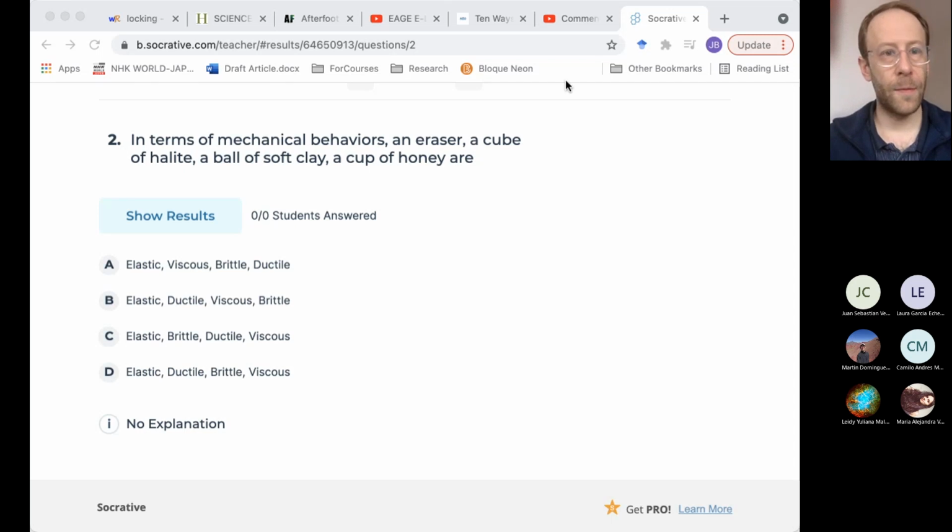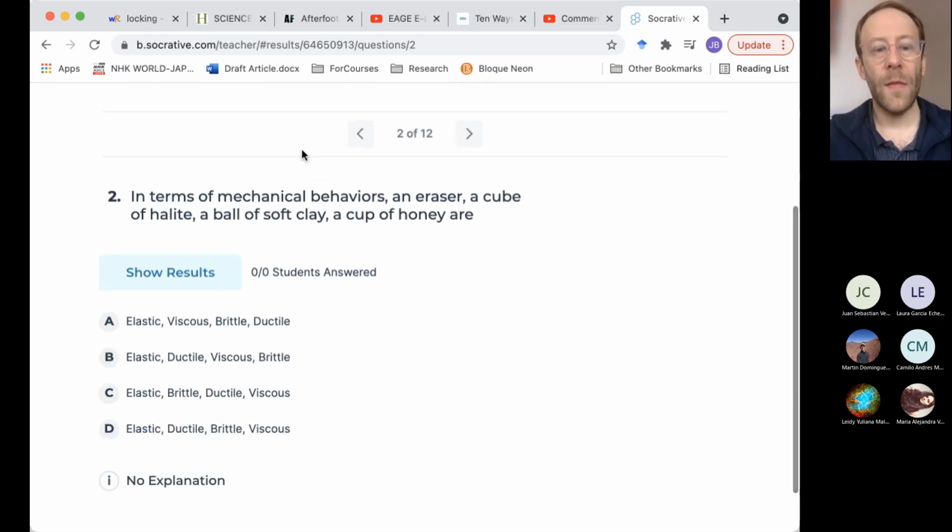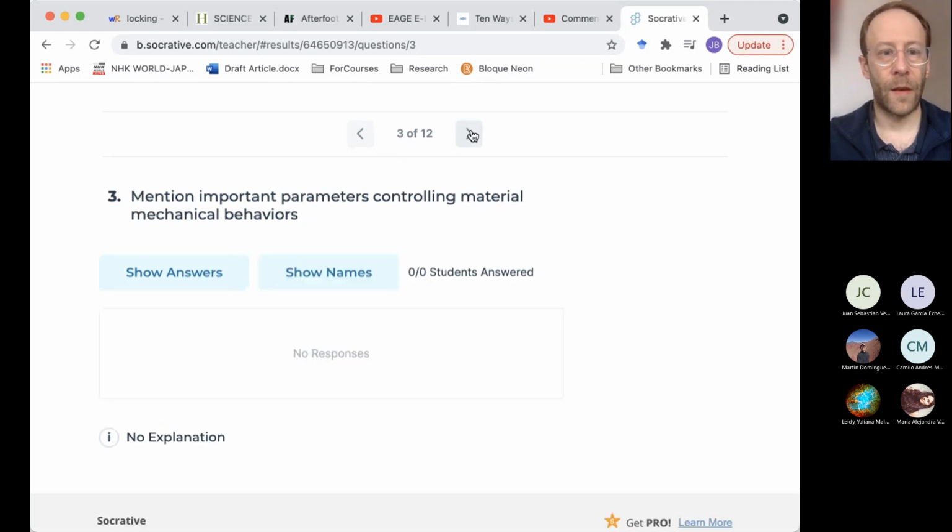All right, yes. So exactly as you mentioned, the eraser is elastic, the halite is brittle, the clay is ductile and the honey is viscous. It's a fluid. So perfect. Now can you write in the chat or tell me important parameters that are controlling the material mechanical behaviors in general?